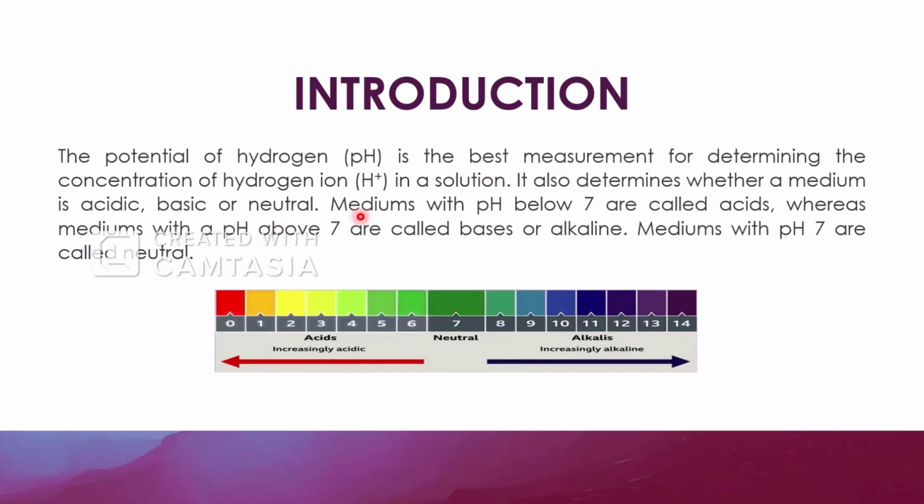What we have to note is that mediums with pH below 7 are called acids, whereas mediums with a pH above 7 are called bases or alkaline, and mediums with pH 7 are called neutral. From our chart, we can see that a solution with pH of 7 is termed neutral, and a solution with pH lower than 7, that is from 0 to 6, is termed an acidic solution. And mediums with pH greater than 7, that is from 8 to 14, are known as alkaline solutions or medium.